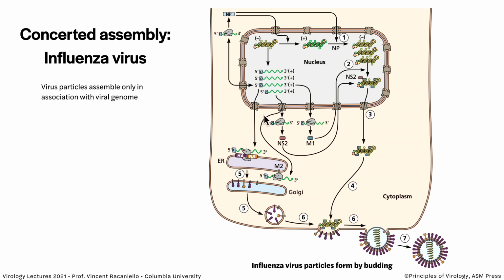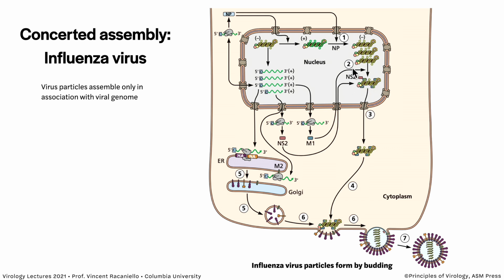So here's influenza virus, where the particles are going to form by budding from the plasma membrane. But let's back up, and we're making RNAs in the nucleus. That's where these RNAs are made. The mRNAs go out to the cytosol. They make proteins. The proteins get shipped back in, including nucleoprotein and some other proteins. And eventually we have new negative stranded RNAs made in the nucleus associated with proteins. And that's the nucleoprotein, of course.